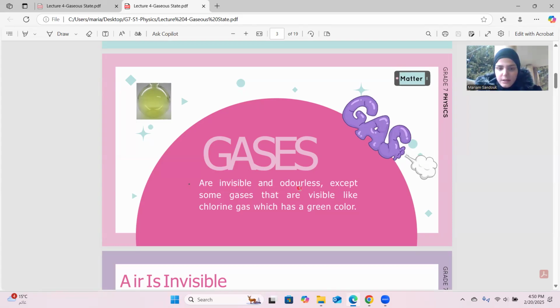So it has no defined smell. So they are invisible. They cannot be seen with naked eyes, and odorless means that they have no smell. Except some gases, these are particular cases and they are very rare. So these gases that are visible, like chlorine gas, you can see the picture here. So chlorine gas has a green color and can be visible. This is an exception, okay? But in general, gases are invisible and odorless.